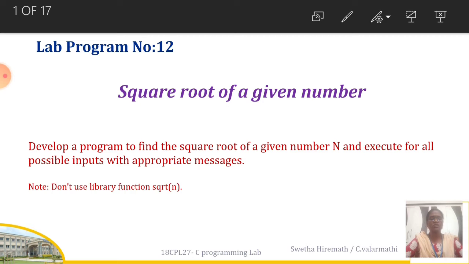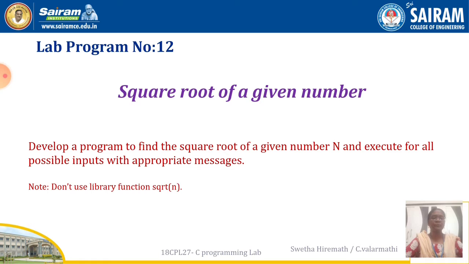Note down, we should not use the library function sqrt of n. So this is our condition. We should not use the sqrt function. We know that the sqrt function finds the square root of a given number. That is an already built-in function available in math.h. We should not use it. Let us go to the program.